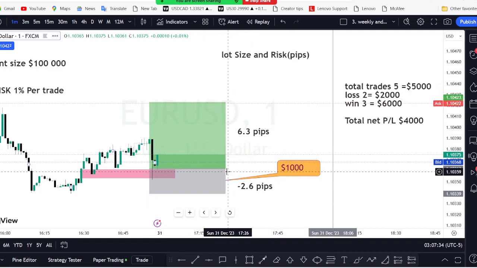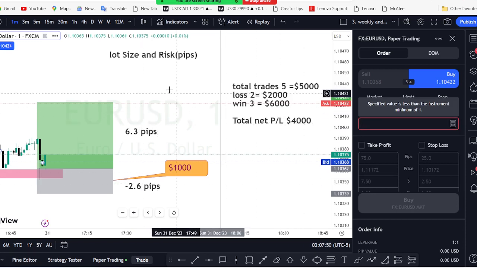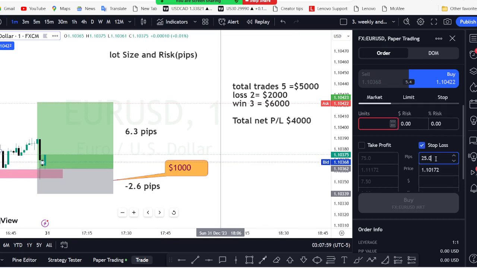So you want to place the order of a buy. Let's say now I want to buy. You see, I place the order of a buy. It's asking me here how many units I want. Then I find out the movement per pip. Let's put our risk at one pip. We want to see how much is the value per pip.